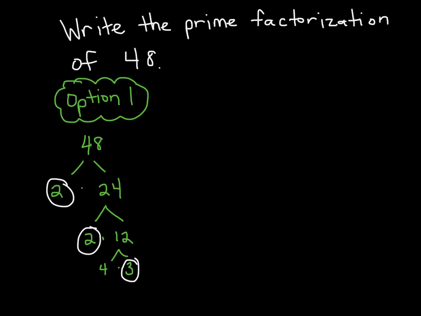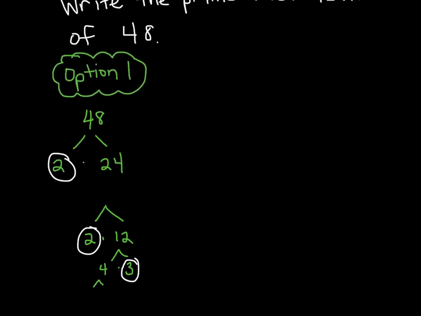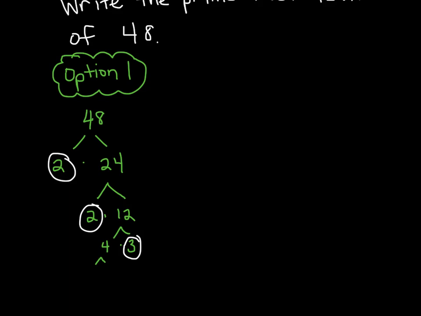4 is still composite, so we're going to break that one down just a little bit farther. Let's slide this up here. And that can be broken down to 2 times 2. And so since we've got all prime numbers now, we don't have any composite numbers left at the bottom, this is where our tree stops.